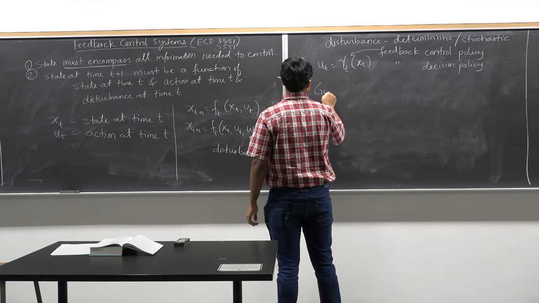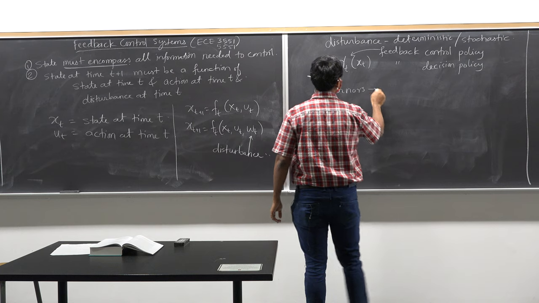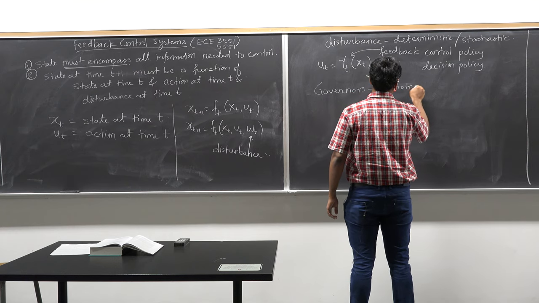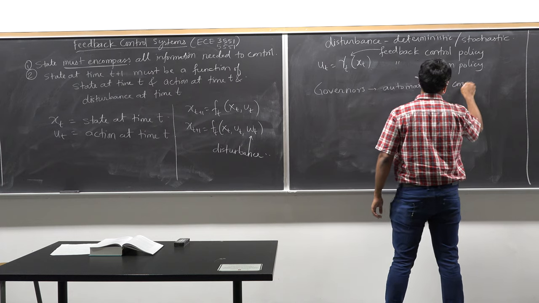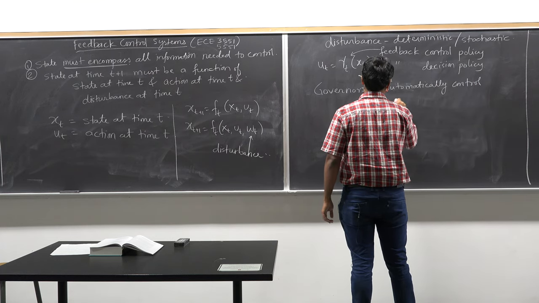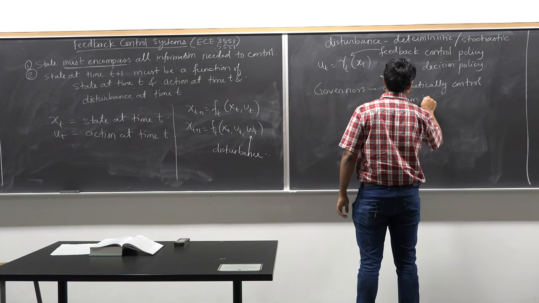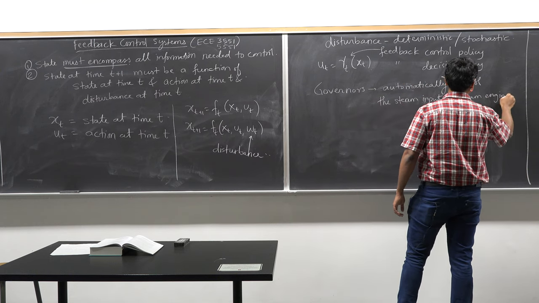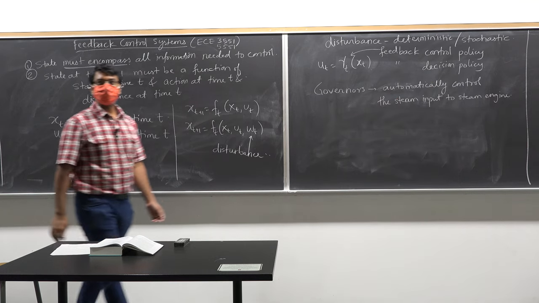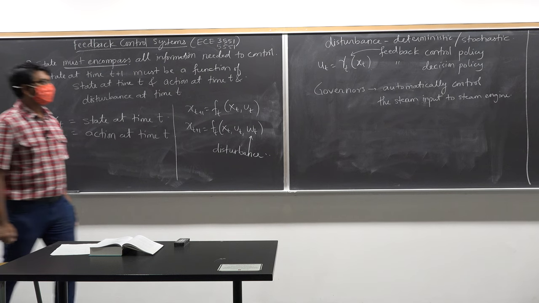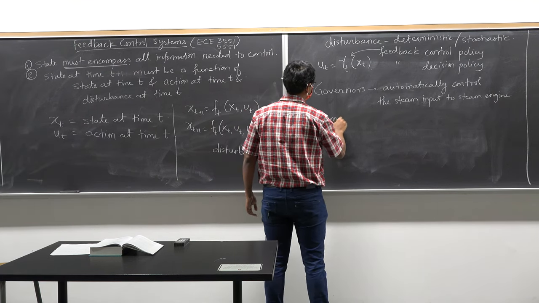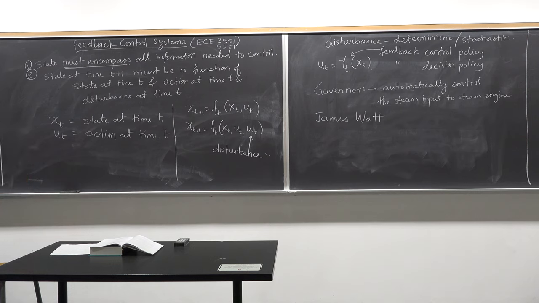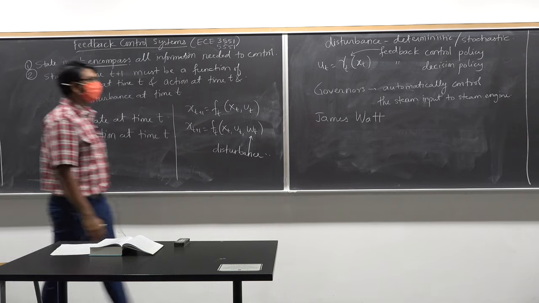Okay, so governors, which is used to automatically control the steam input to the steam engine. Who was the inventor of the governor? James Watt. How do we measure electricity? In watts, right? So it's all connected.